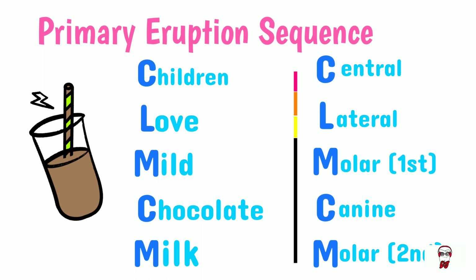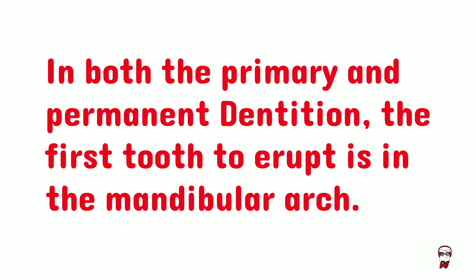The C is for the central incisors, the L is for the lateral incisors, the first M is for the first molar, C is for the canines, and the second M is for the second molar. One thing to remember in both the primary and permanent dentition is that the first tooth to erupt always occurs in the mandibular arch.